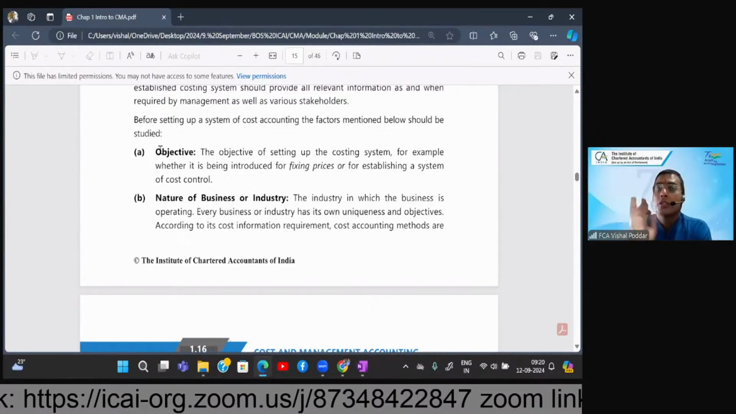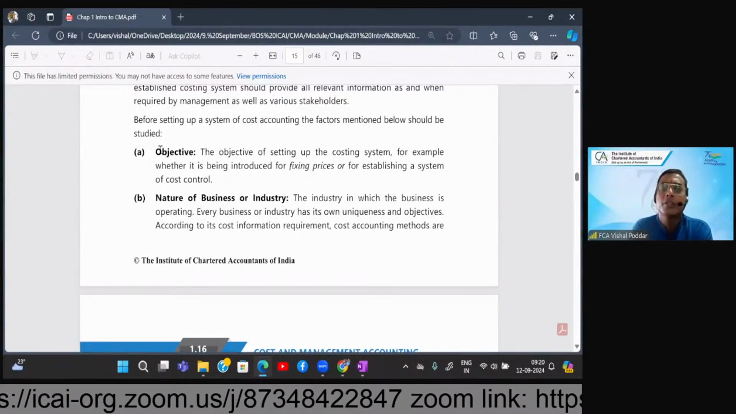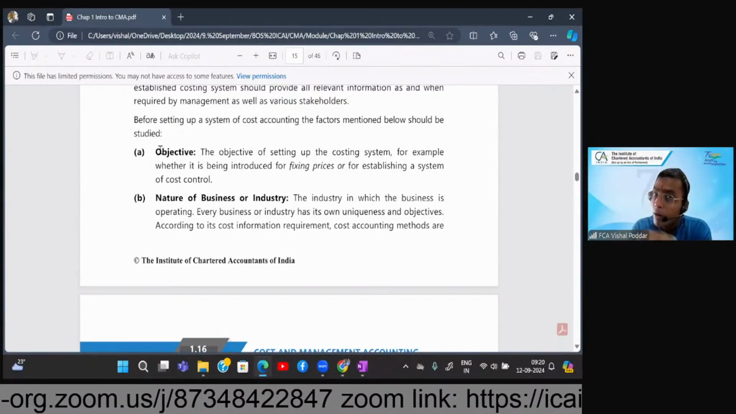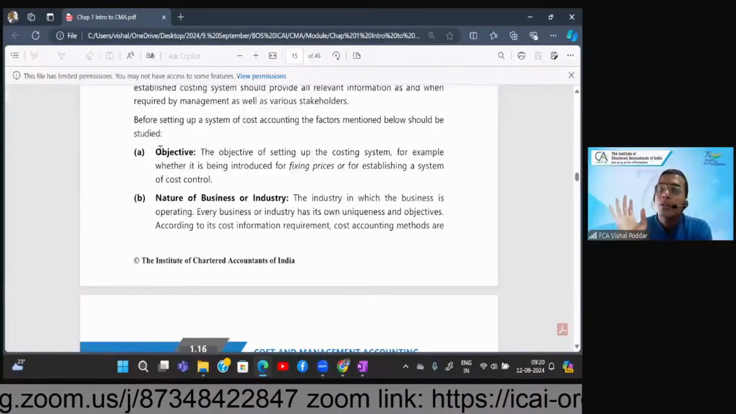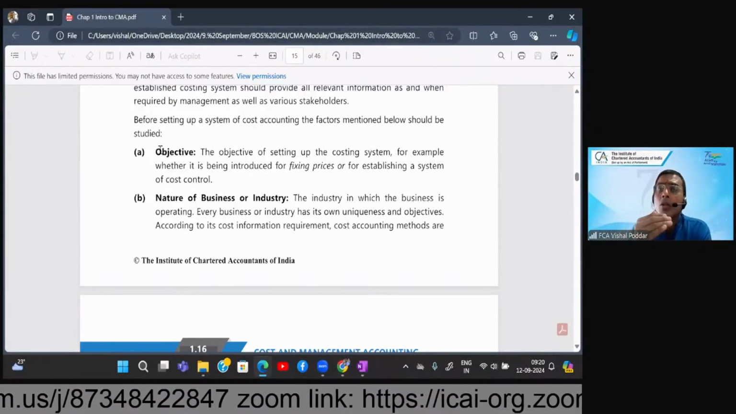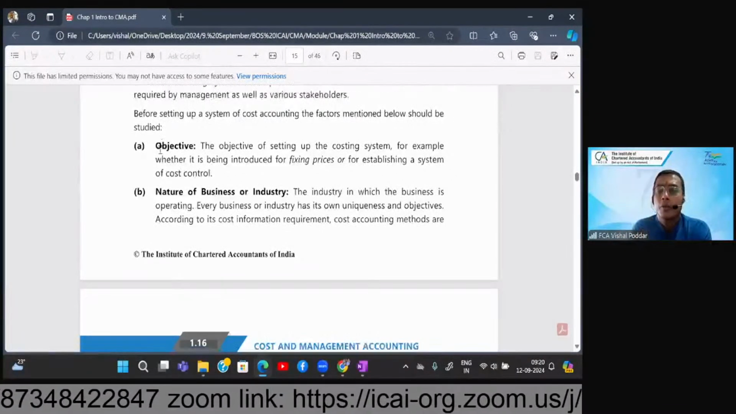Because you will say, nahi, mujhe sab chahiye. But jab jo bhi aapko sab chahiye, then the cost will increase of the costing system itself. And if it is very costly and if it is not giving that much benefit over a period of time, the management will stop using the costing system and it will close down. So firstly, find out the objective so that you will buy or you will design a costing system accordingly.